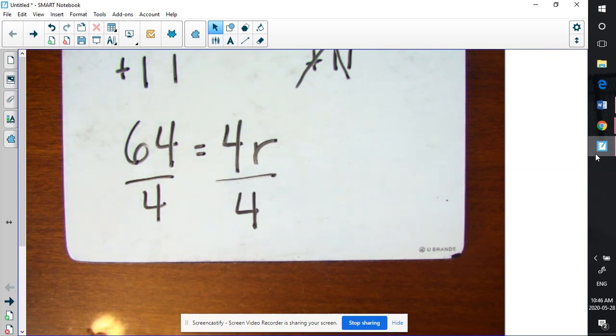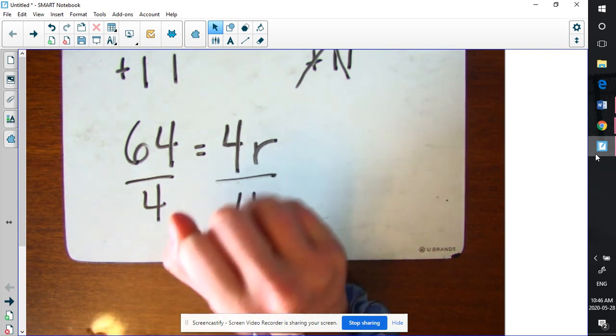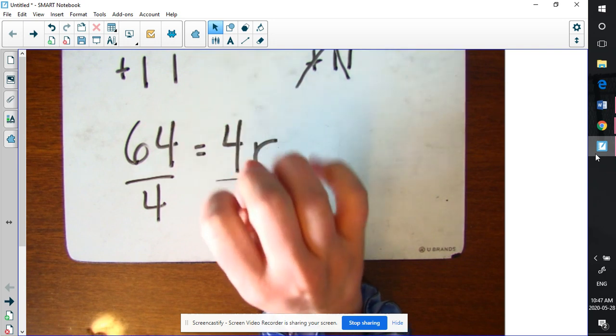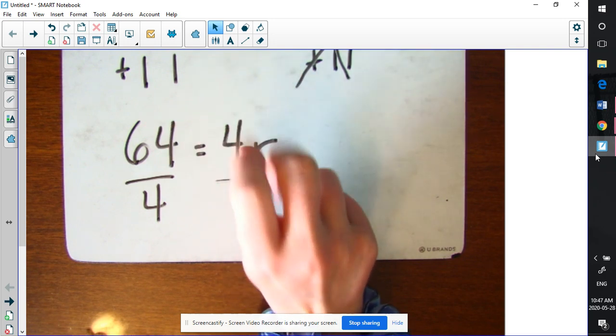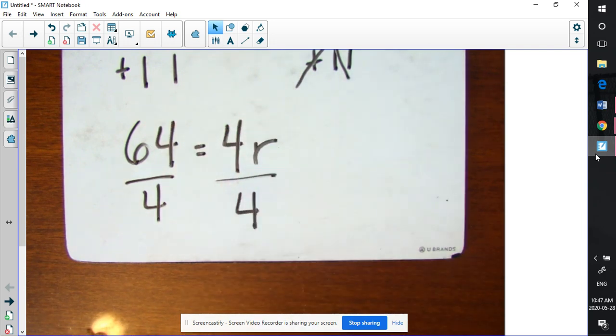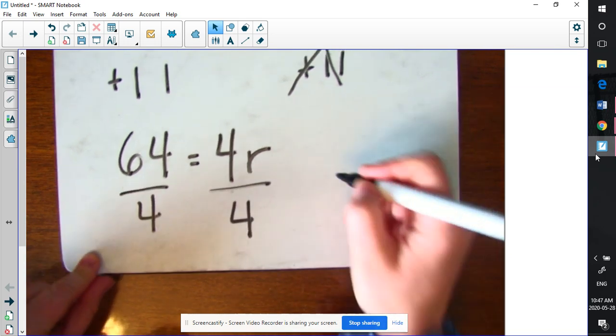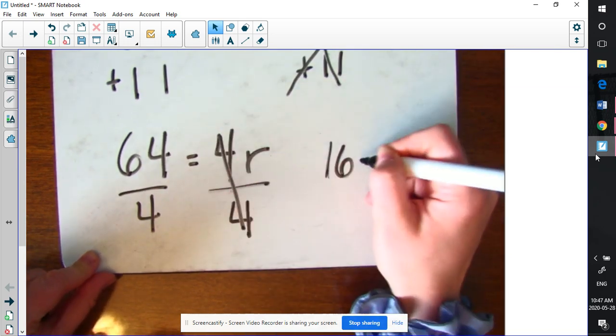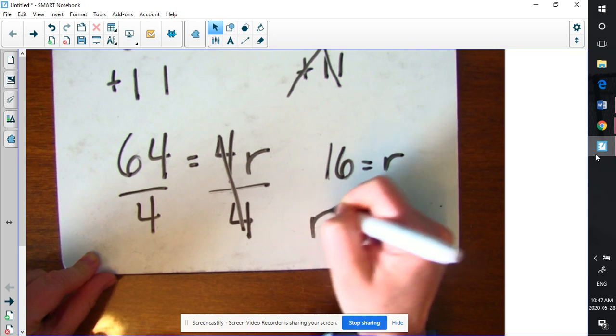64 divided by 4, I'll give you 5 seconds to think about that one. Beep. The answer is 16. So 16 equals r, or r equals 16.